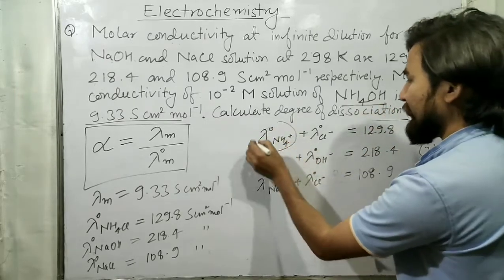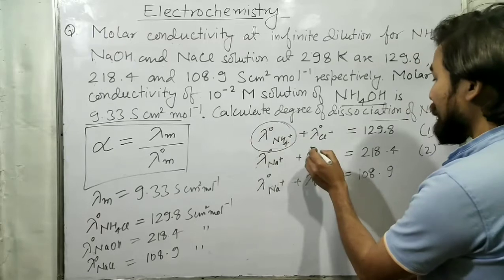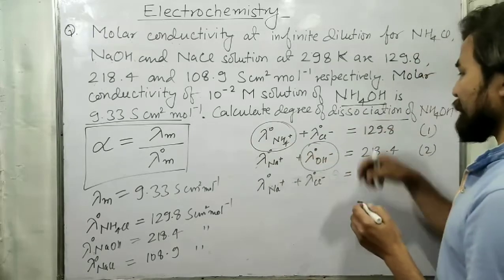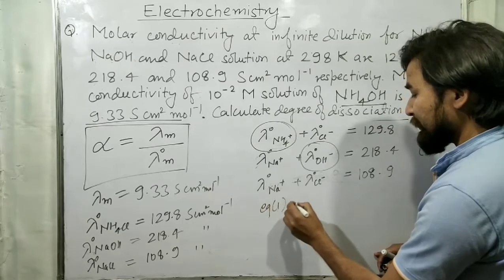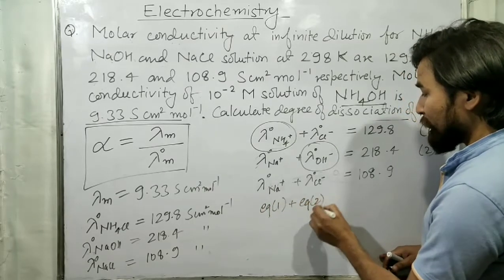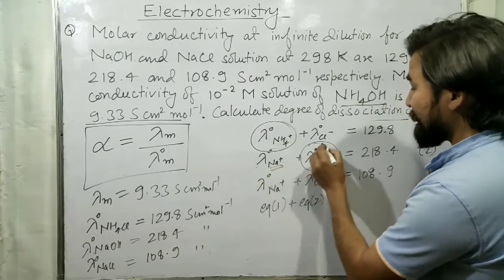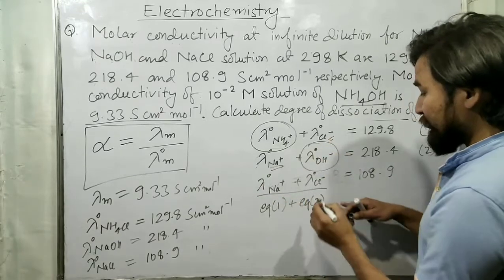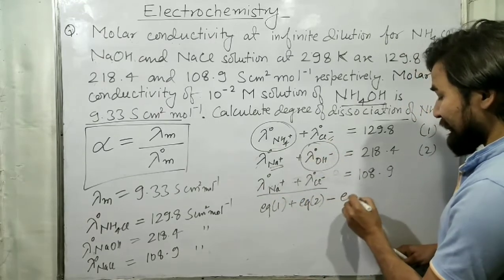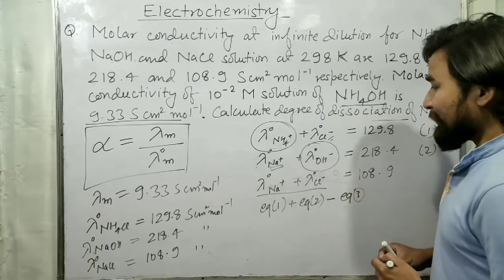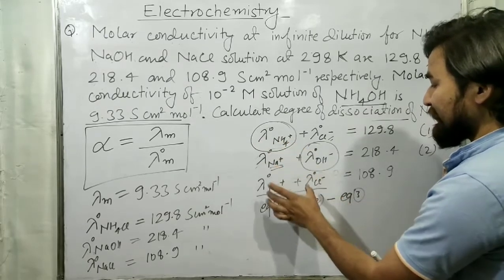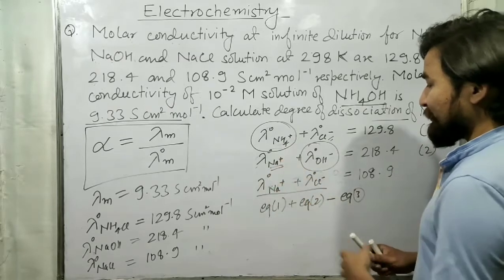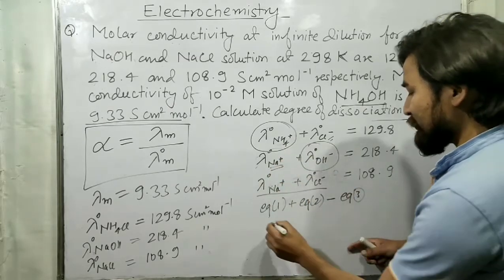So you can see NH4 ion is in this equation and OH minus ion is in this equation. We can write equation 1 plus equation 2, but we will also get Na plus and Cl minus, and it is equation 3. So we have to subtract equation 3. So by adding and subtracting, we will get this plus this minus this. So Na plus ions will be cancelled, Cl minus ion will be cancelled. So what will we get?